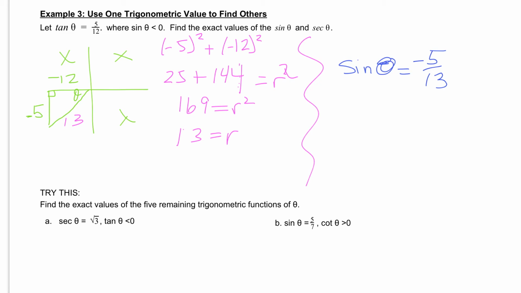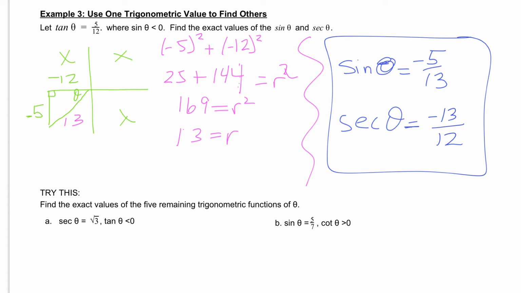And our secant of theta, remember that secant is the reciprocal of the cosine. So if we come over here and think about it, our cosine would be negative 12 over 13. So we're going to go the other way. So 13 over negative 12, giving us negative 13 over 12.